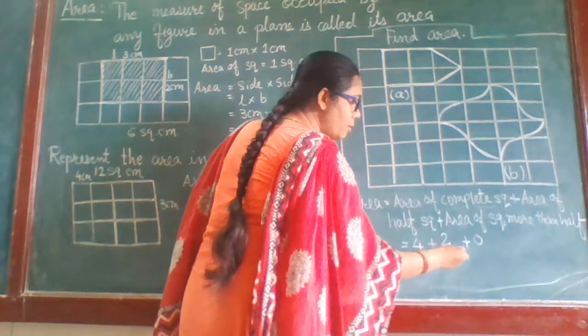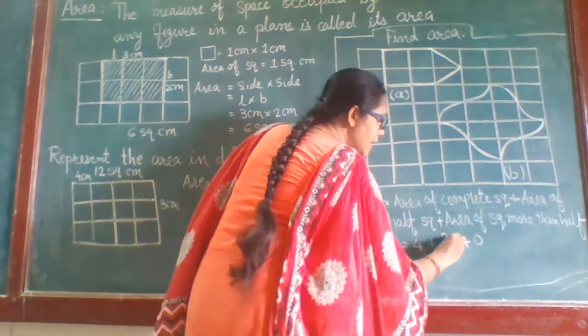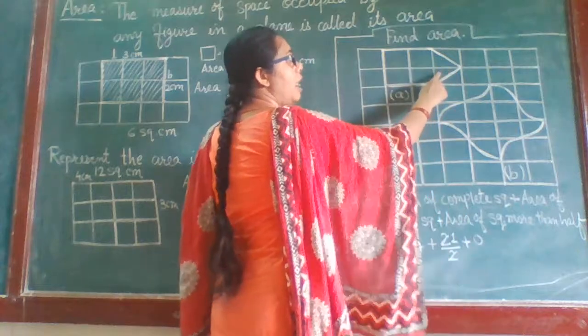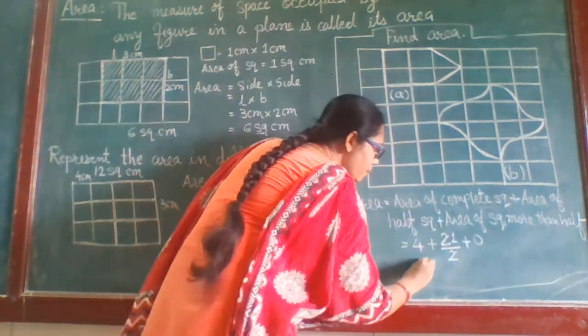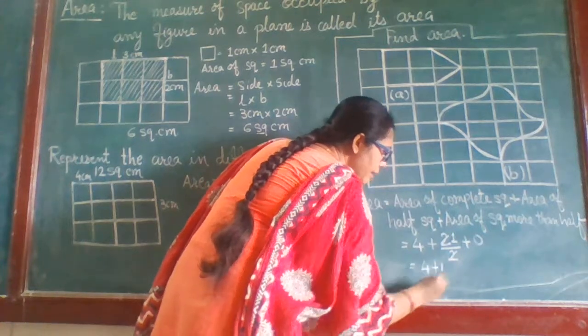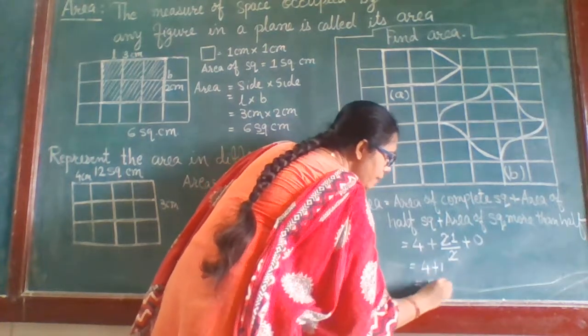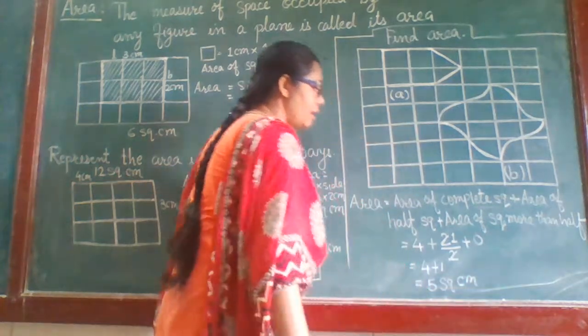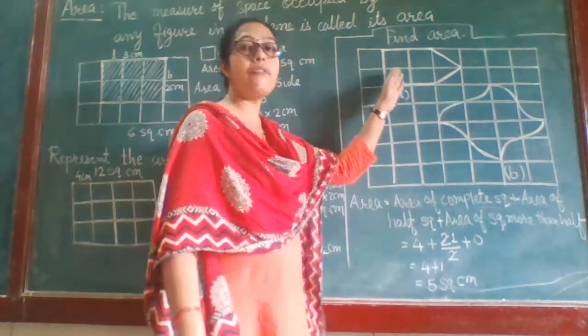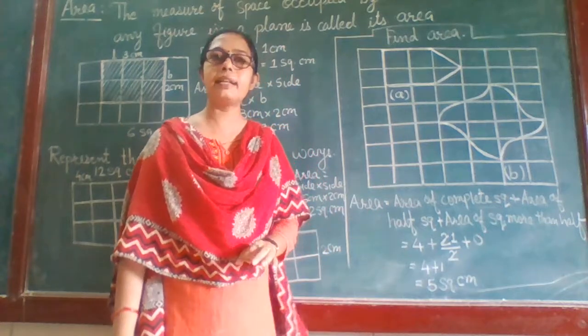Now 2 upon 2 means 2 ones are 2. 2 half squares means 1 full square. So it is 4 plus 1 is equal to 5 square centimeter. How many squares are occupied? 5 square centimeter.